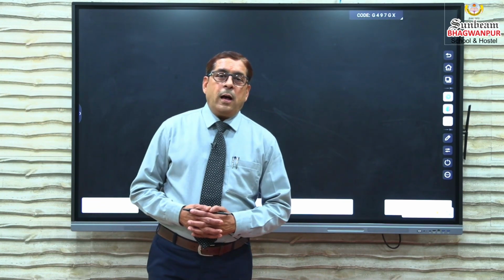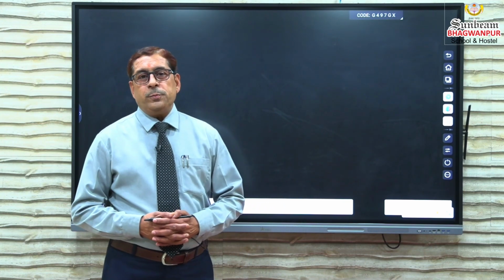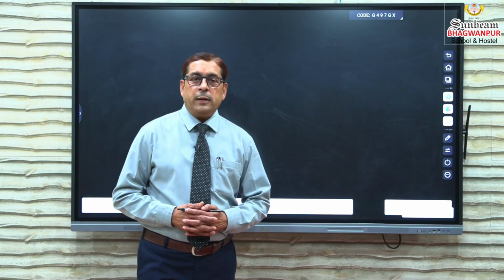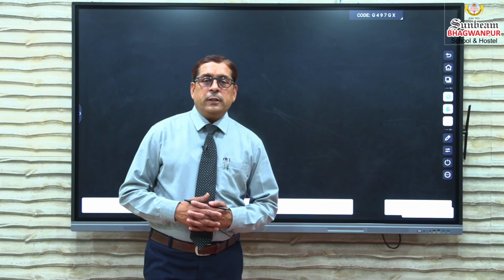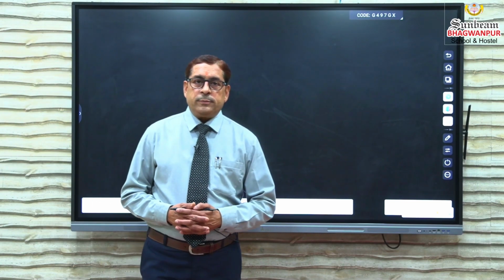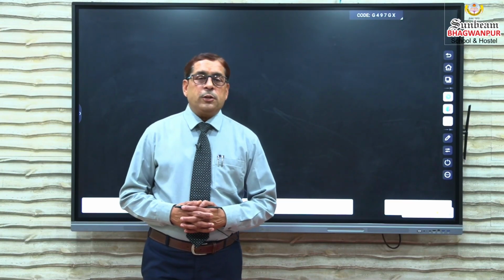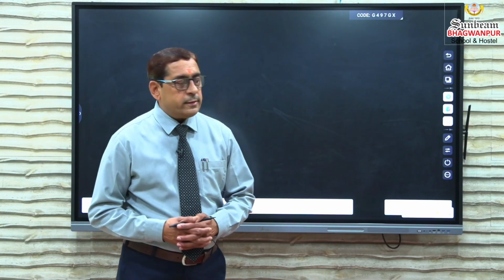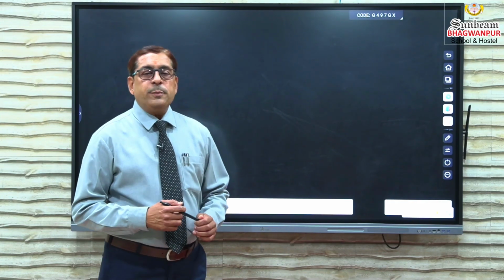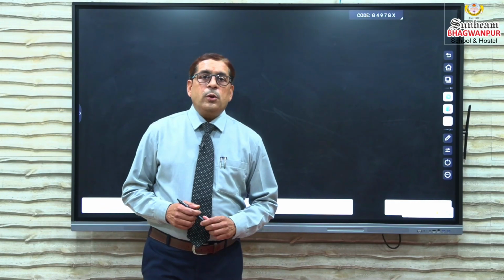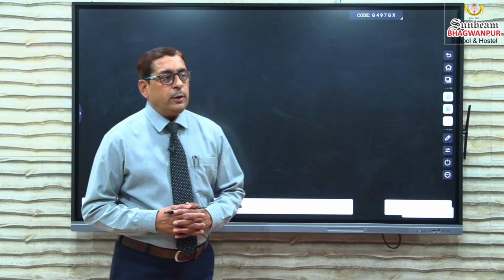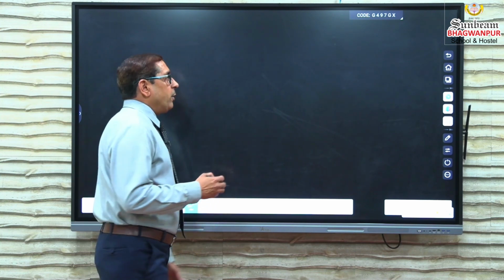Today I am going to revise chapter 2, that is change in profit sharing ratio of existing partners. And in this revision class, we will revise both the topics. Number 1, methods of valuation of goodwill, and second, accounting treatment in case of change in profit sharing ratio. So let's start the first topic of this chapter, methods of valuation of goodwill.